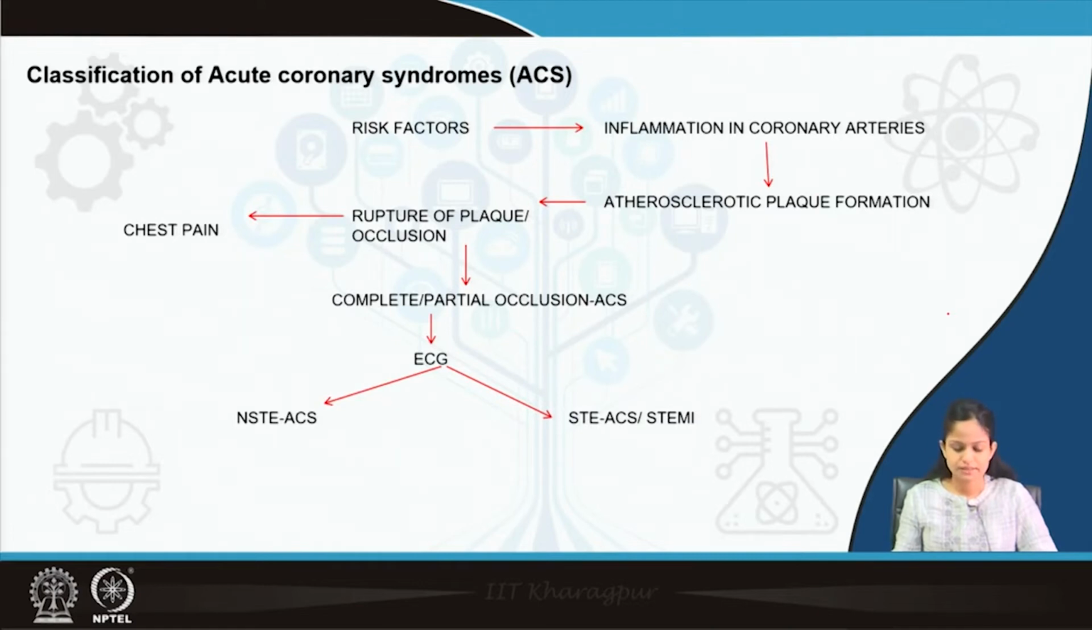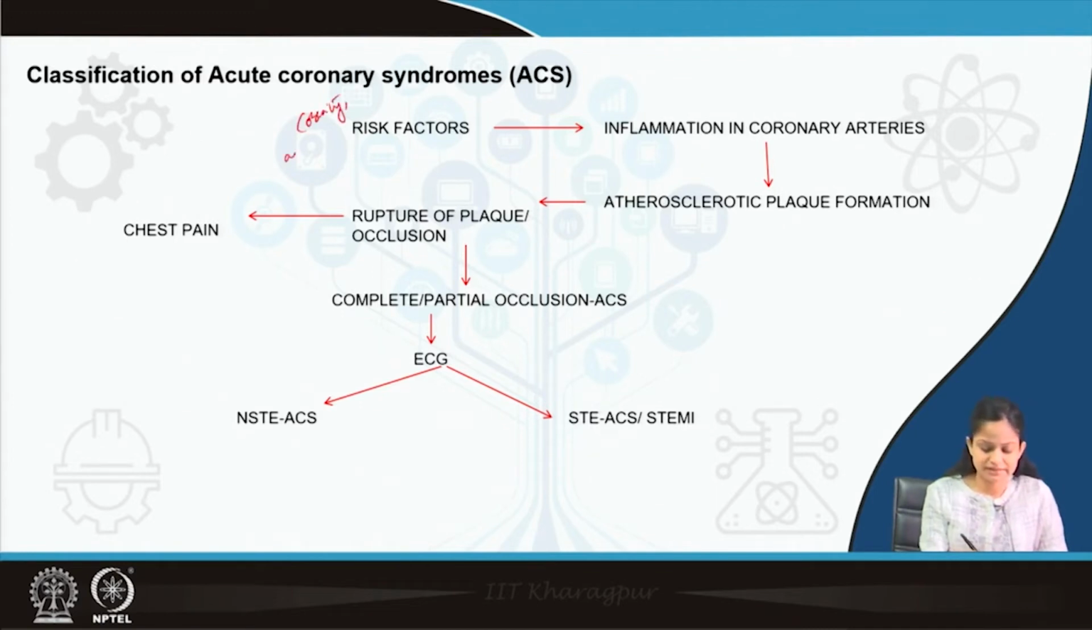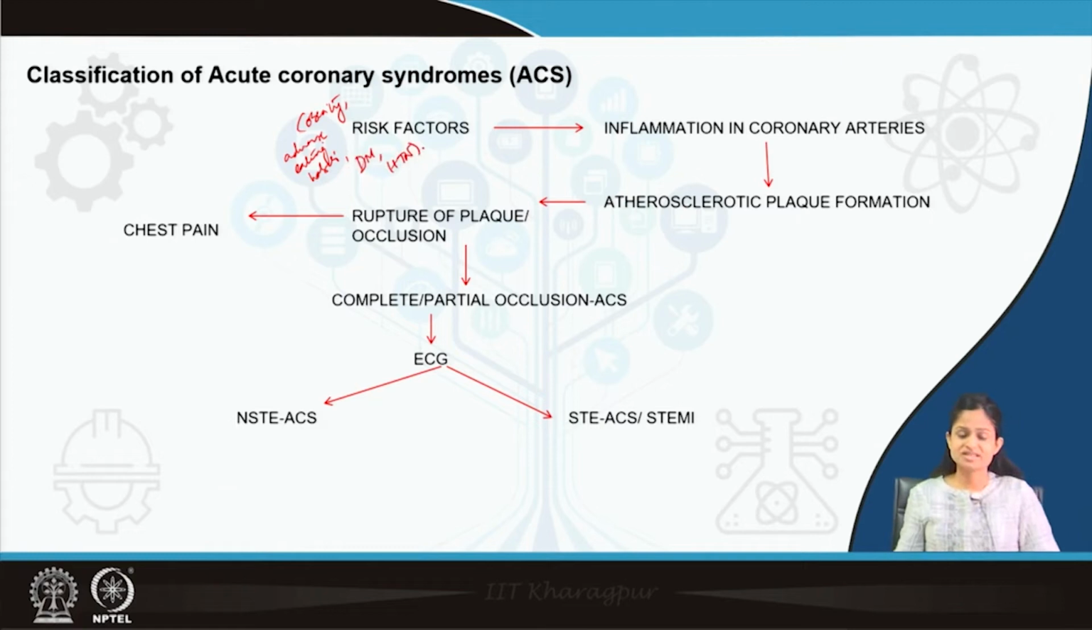coronary syndromes. Now, there can be several risk factors, for example, obesity, adverse eating habits like eating several junk foods. Then we have chronic illnesses like diabetes mellitus, hypertension, then dyslipidemia, increased level of cholesterol, lack of physical activity, stress, anxiety. There can be various others and of course aging. So, there are various risk factors which usually give rise to inflammation in the coronary arteries.